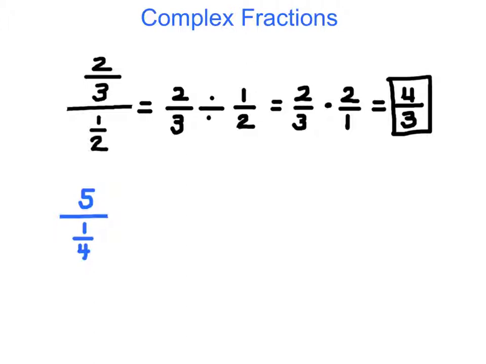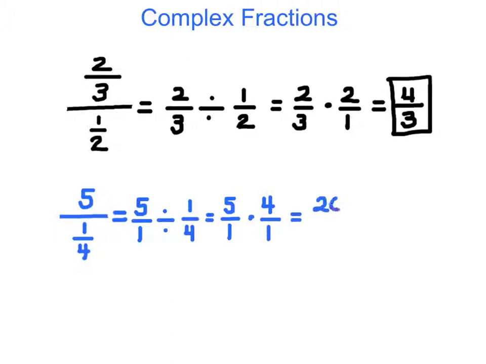Here we have another example. This time we have a fraction only in the denominator, which still makes it a complex fraction. 5 is 5/1, and we are dividing this by 1/4. This is the same as taking our 5, or 5/1, and multiplying it by the reciprocal of 1/4, which is 4/1. 5 times 4 is 20. 1 times 1 is 1, and our answer is 20.